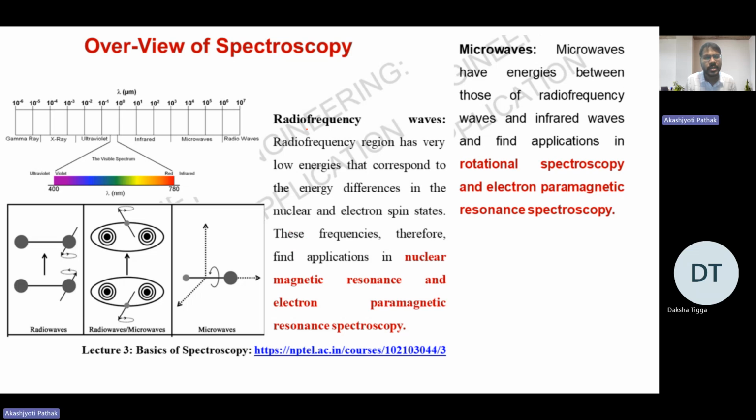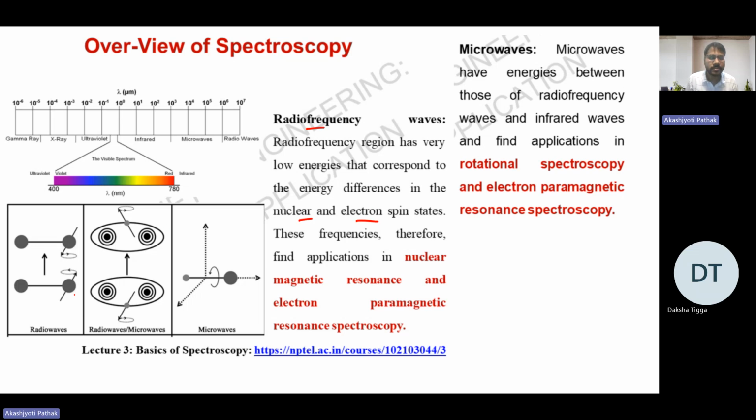So the radio frequency waves. Where do we use radio frequency waves to excite our molecule? The radio frequency waves are used for exciting our molecule with energies which are in the radio frequency range, and these frequencies have very low energy, right? They have very low energy, and so they can be used for studying the energy differences in the nuclear and electronic spin states.